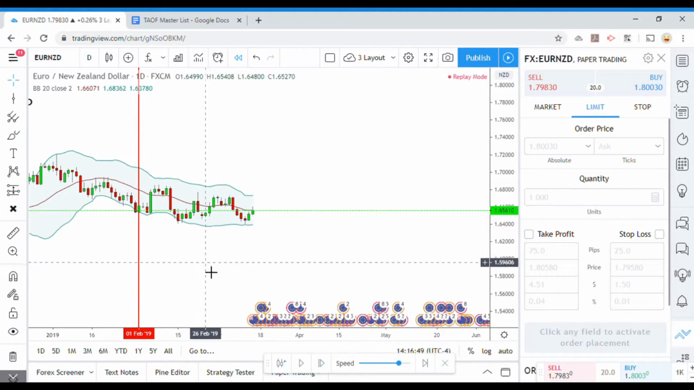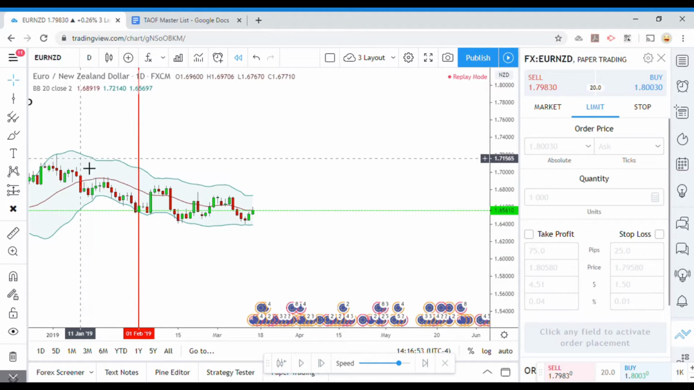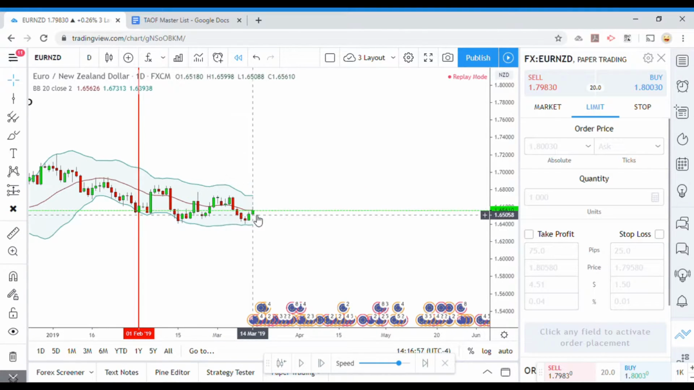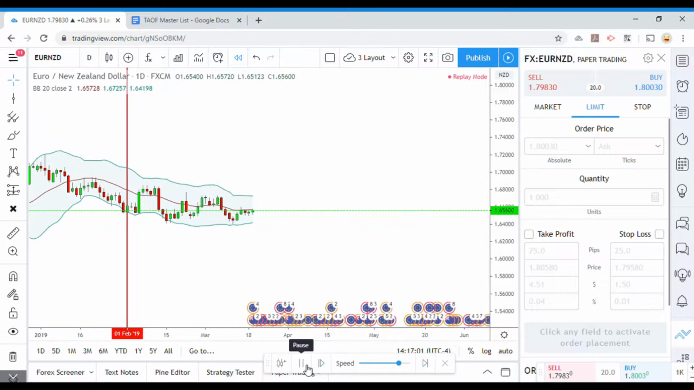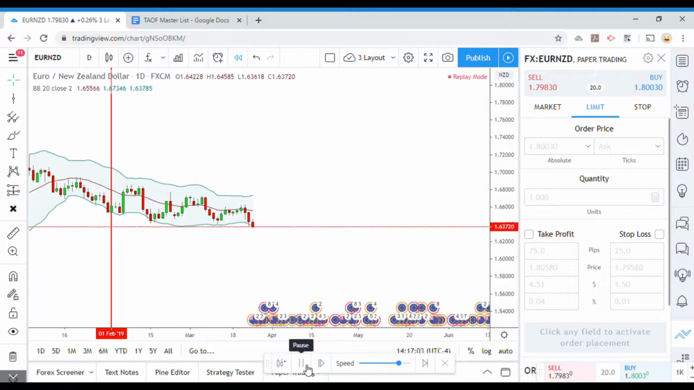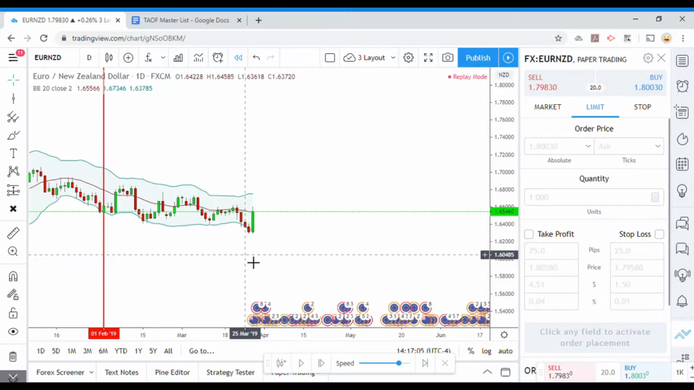So the advantage of using Bollinger Bands is that, in theory, it should be filtering out the choppiness of the market.